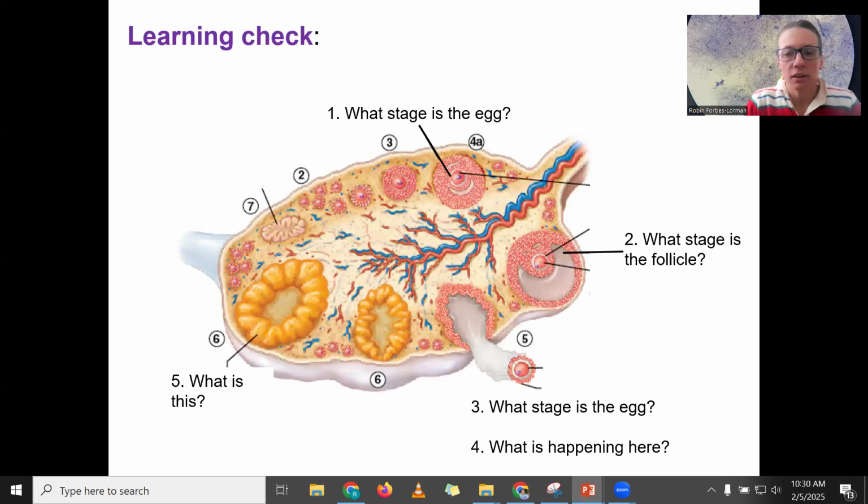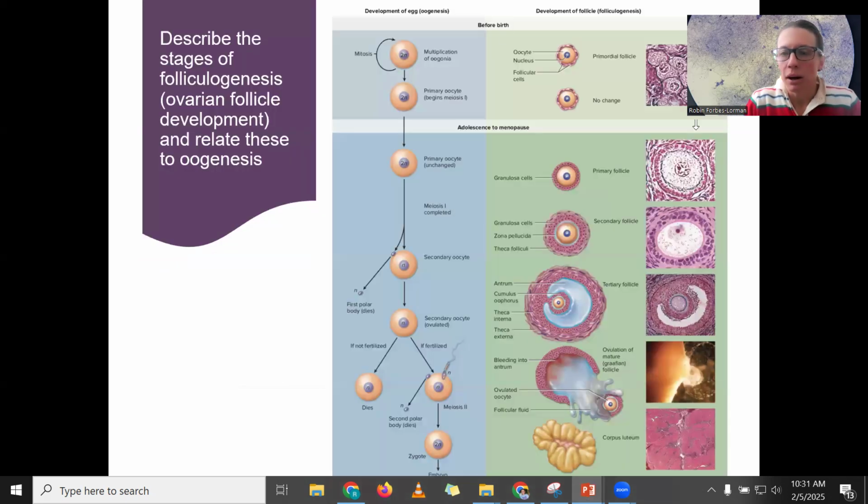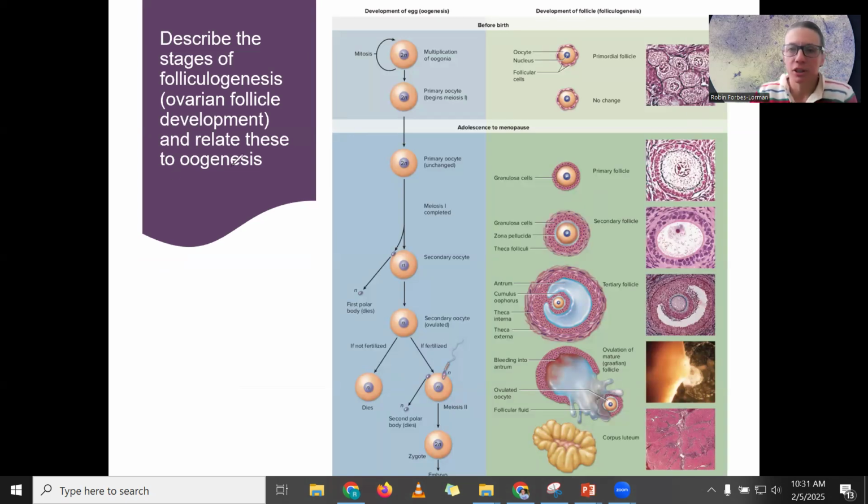Learning check here. And then I do want to show you this image. This ties together the two side by side, oogenesis and folliculogenesis. And this is directly addressing a learning outcome.